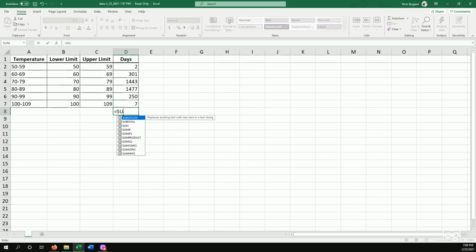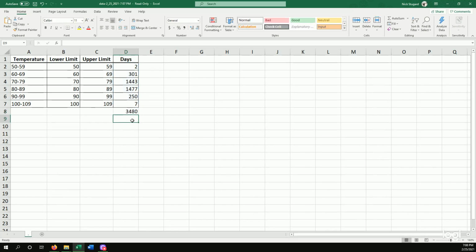Equals sum, which means add it all up, add our parentheses, highlight our data, enter, and we have 3,480 days that we have our data for, which means that's going to be what we need to divide by if we want to calculate our mean.